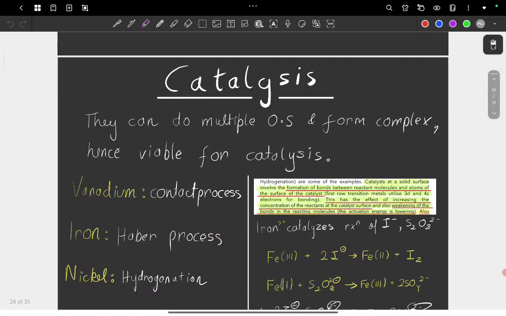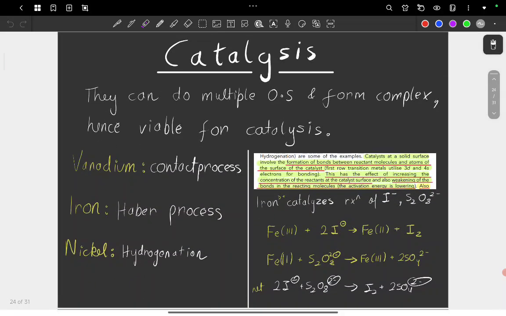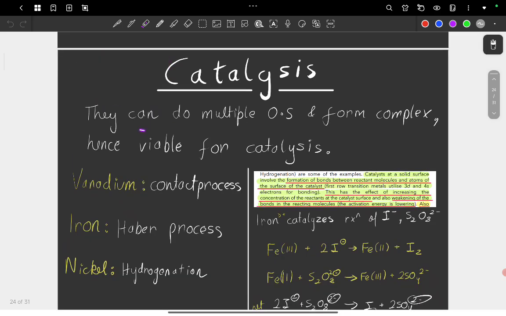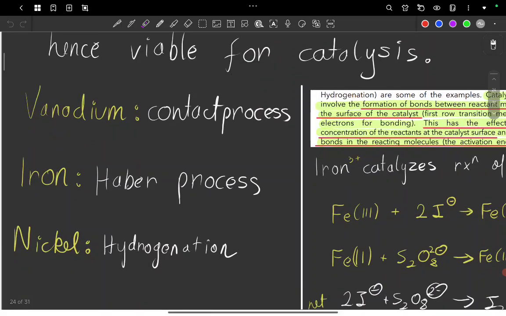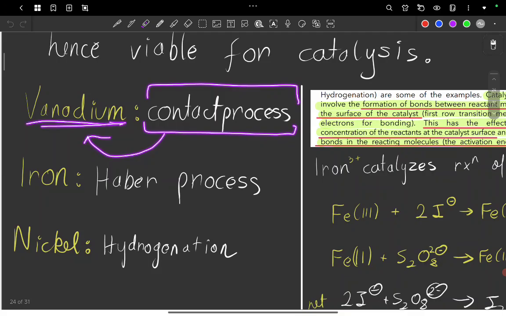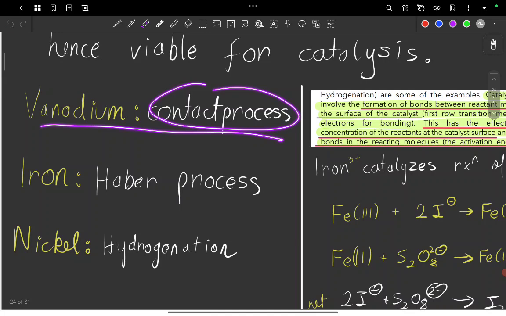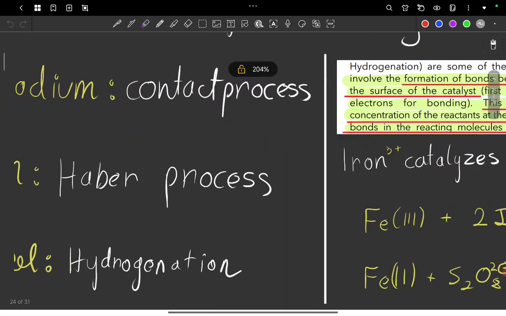Okay. Now let's talk about catalysis. Thanks to their multiple oxidation states, they are very versatile and they can adjust their oxidation state according to the need of the reaction. So they can have multiple oxidation states and form complexes, which allows them to make really good catalysts. Now, there's a process called the contact process. I don't know what it is, but just remember that vanadium is used as a catalyst in that. And this can be asked in an MCQ. Vanadium is used as a catalyst here.